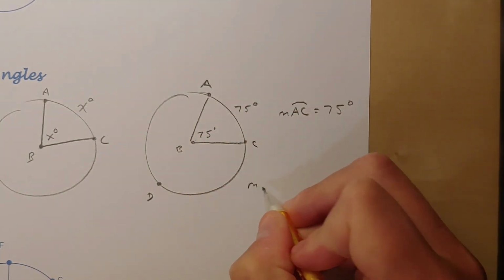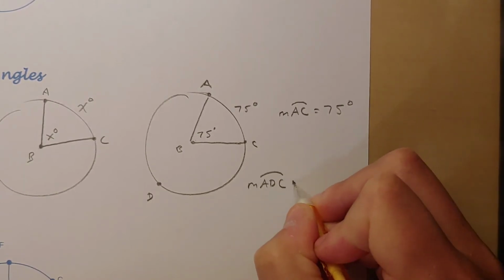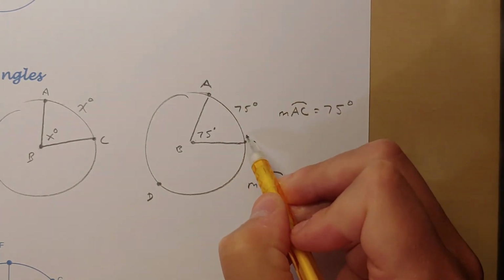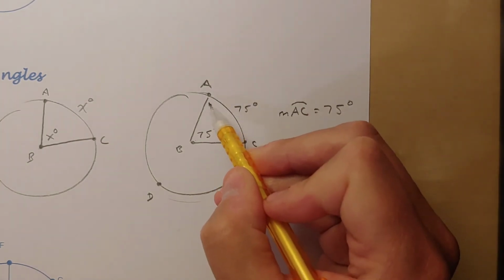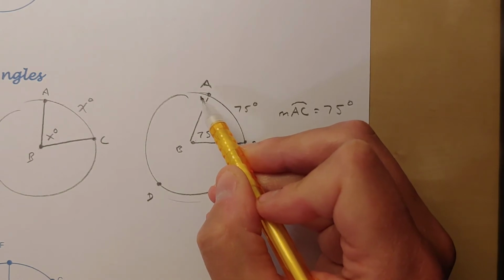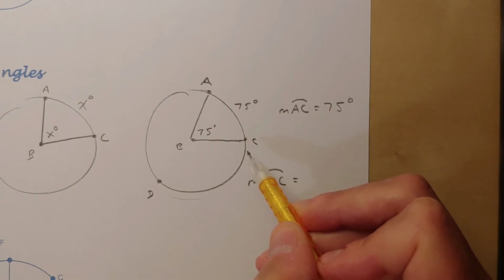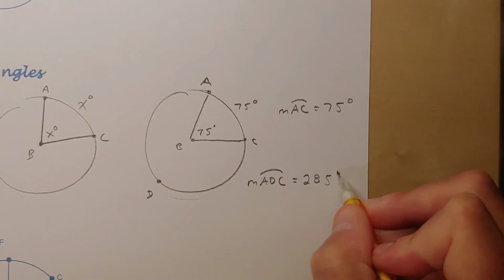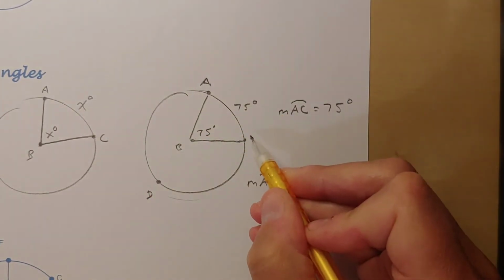So the measure of arc ADC is equal to, well, if this minor arc is 75 and the entire circle is 360, I can take 360, subtract the 75, and that would give me the measure of my major arc. So 360 minus 75 is 285. So there's the measure of arc ADC.